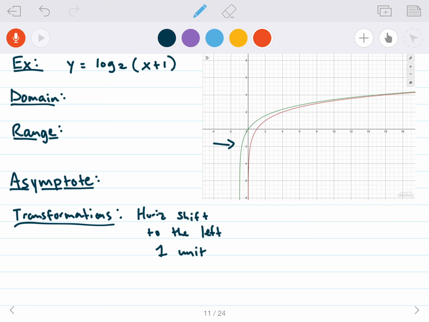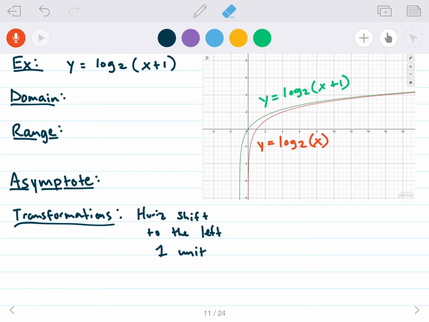This red guy is just our boring parent function. I shouldn't say boring. Maybe I should say simple. I don't know if that's better. Well, this is our simple parent function, log base 2 of x. This green guy right here is our shifted function, y equals log base 2 of x plus 1. So we're shifting that parent function. We're literally picking it up and moving it to the left 1 unit to get this new function.